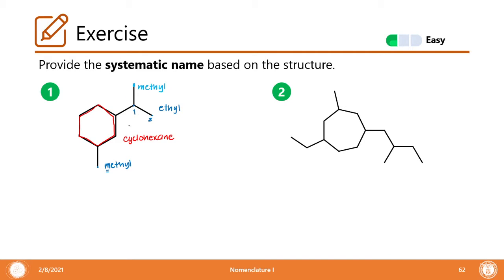At the 1 position. So this is a complex substituent of the name 1-methyl ethyl. So how do we alphabetize it if we have methyl and methyl ethyl?